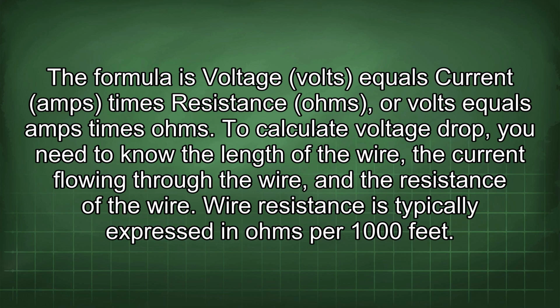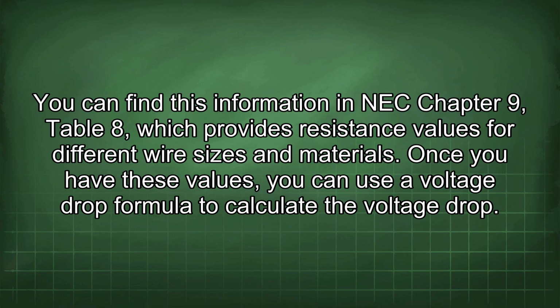Wire resistance is typically expressed in ohms per 1000 feet. You can find this information in NEC Chapter 9, Table 8, which provides resistance values for different wire sizes and materials. Once you have these values, you can use a voltage drop formula to calculate the voltage drop.